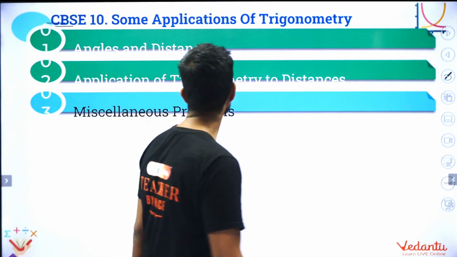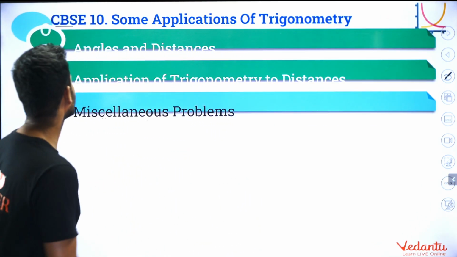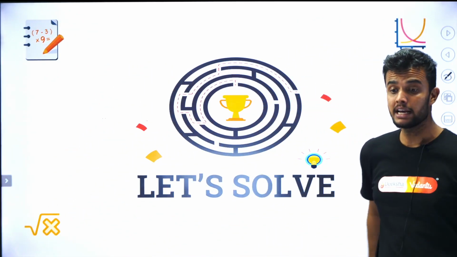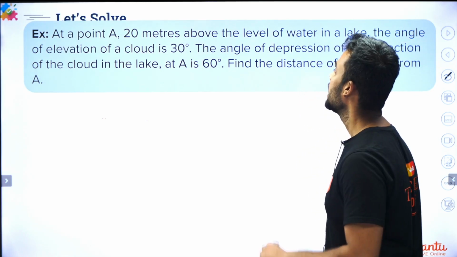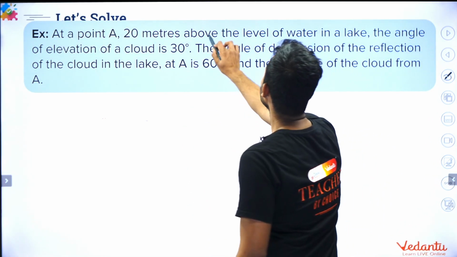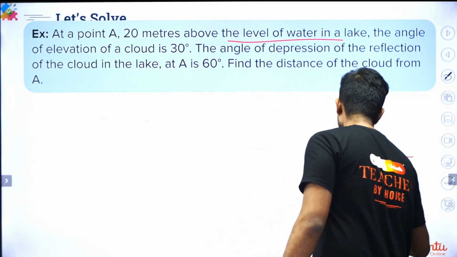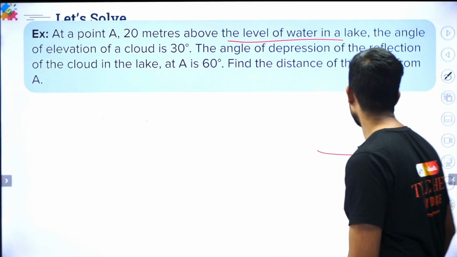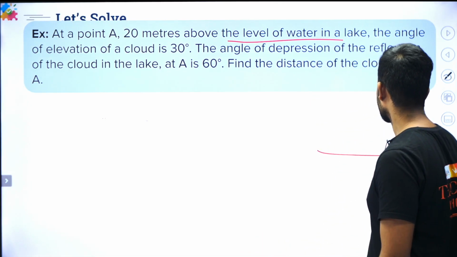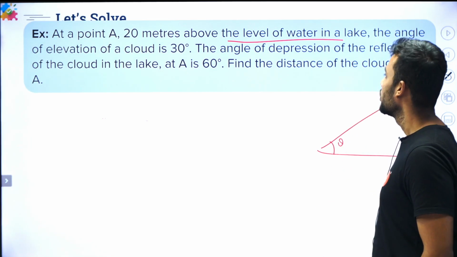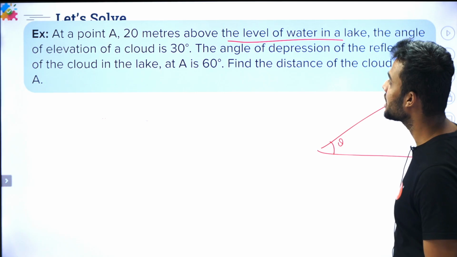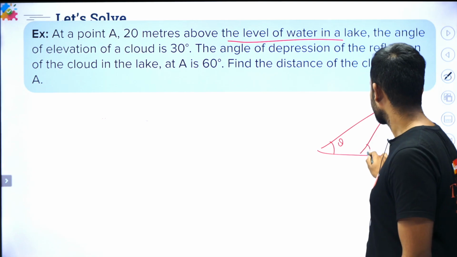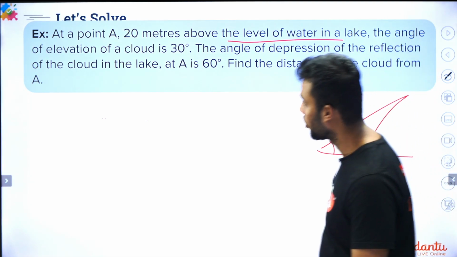Next, move on to some applications. Here we need to find out the angles and distances, the application of trigonometry to distance. Let's solve problems, and you can easily identify. First problem, guys. At a point A, 20 meters above the level of water, the angle of elevation of a cloud is 30 degrees, nothing but this theta. The angle of depression of the reflection of the cloud in the lake at A is 60 degrees. Find the distance of the cloud from A.